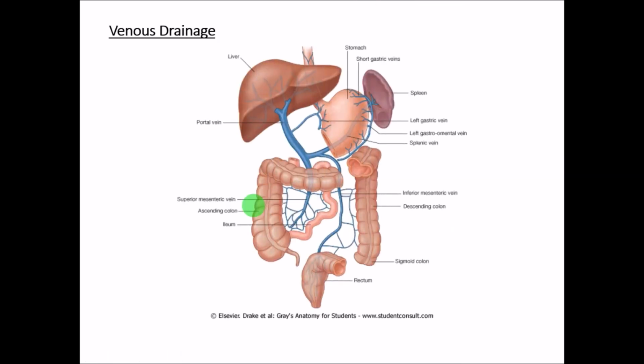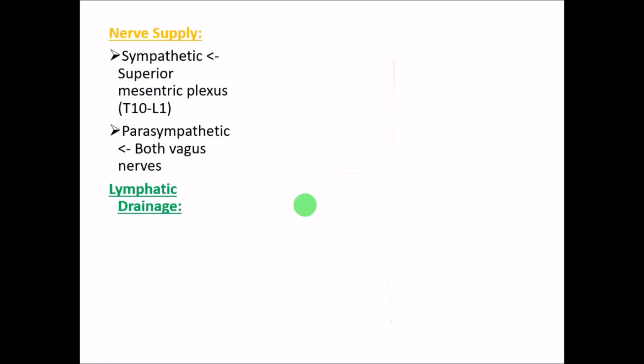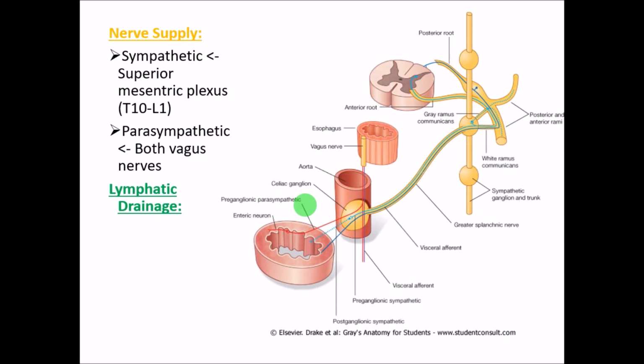Coming to the venous drainage, it is similar to the arterial supply with similar veins, the ileocecal veins, which will be an anterior branch and a posterior branch, draining into the ileocecal veins and from there into the superior mesenteric vein. Okay. Coming to the nerve supply, it is by the sympathetic as well as the parasympathetic.